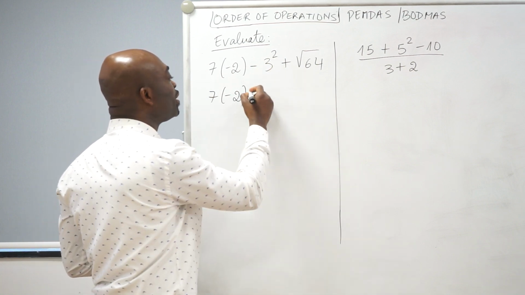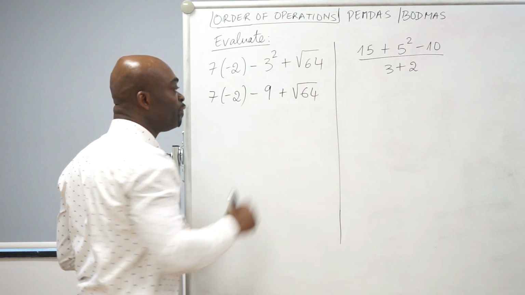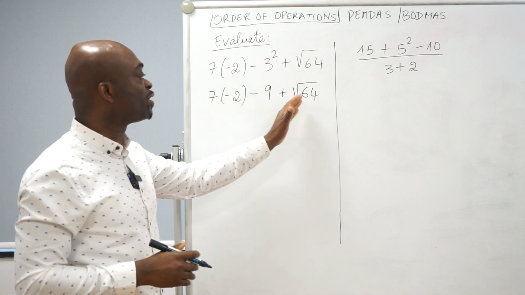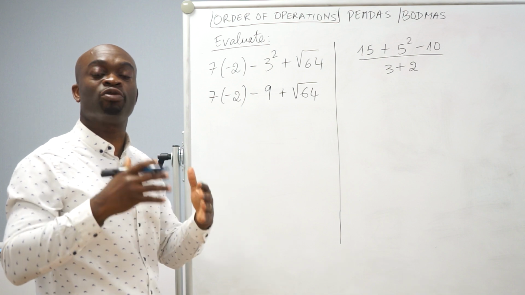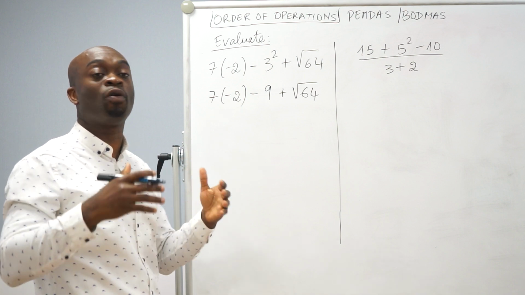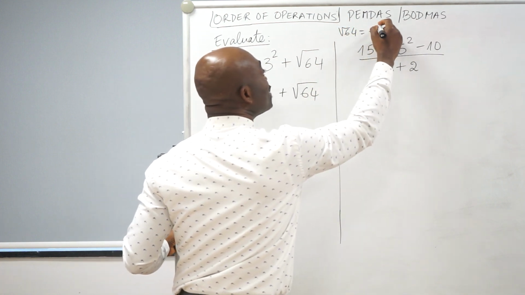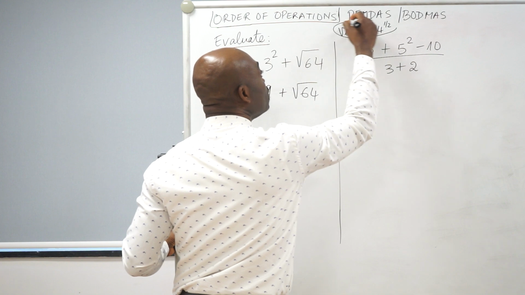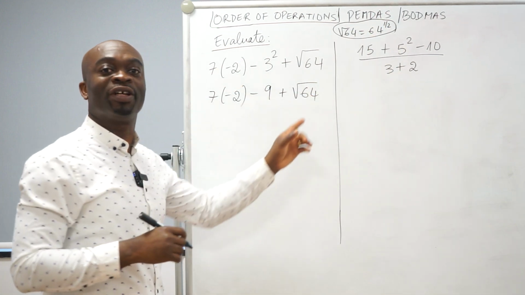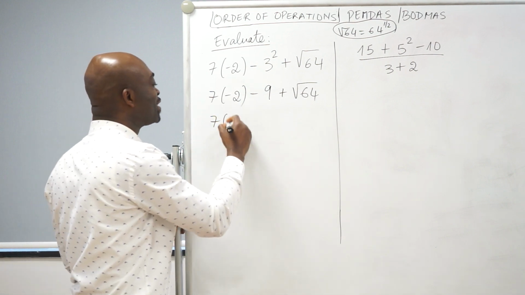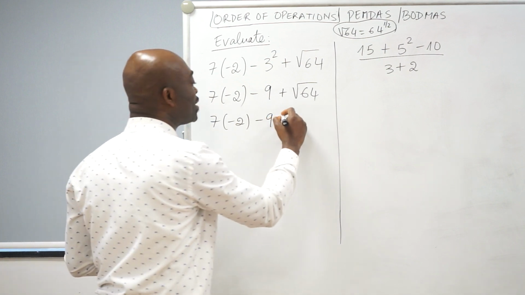So 3 squared is going to give us what? 3 times 3 is 9, plus I'm just bringing down the 64, okay? And remember, we said that square root is going to be treated as an exponent because square root of 64 is the same thing as 64 power 1/2, okay? Something to keep on the side, okay? So that means we're going to work on this one also. So we still bring down 7 times -2, minus 9. And then what is square root of 64 is +8.